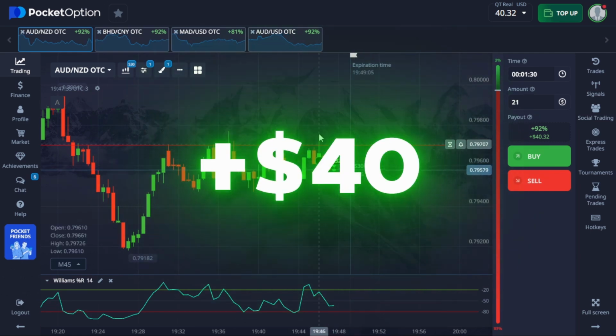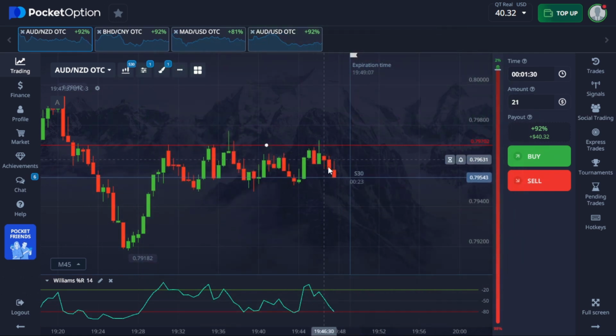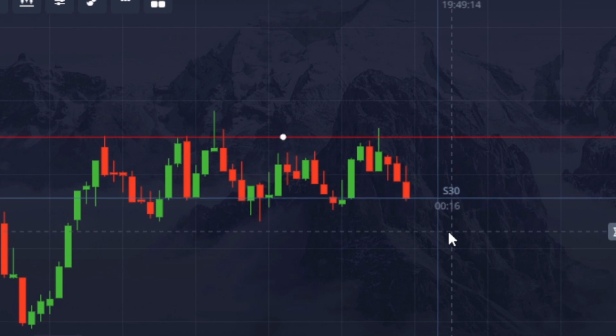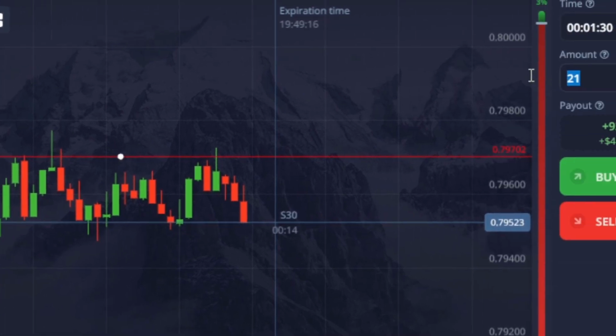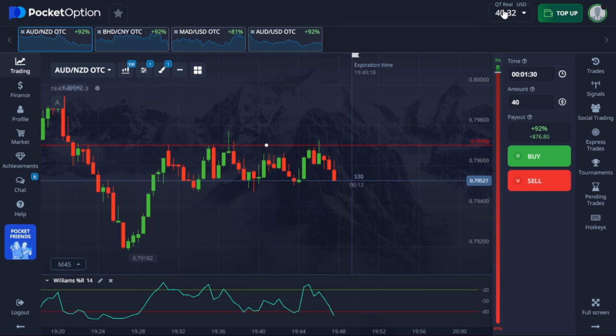NZD OTC. Even though the price has been volatile, guys, the price ends up rejecting. Look, it's falling, alright? That's the direction I chose, and in the end the price falls. That gives us the first win. We have the first success, and that's good. And let's look for another entry.